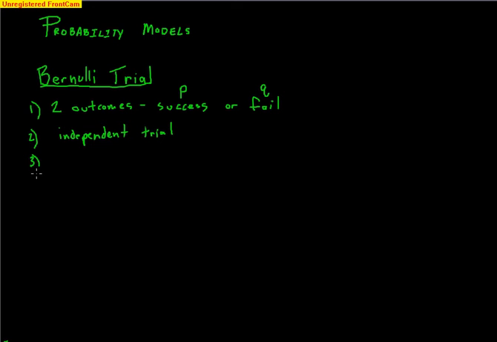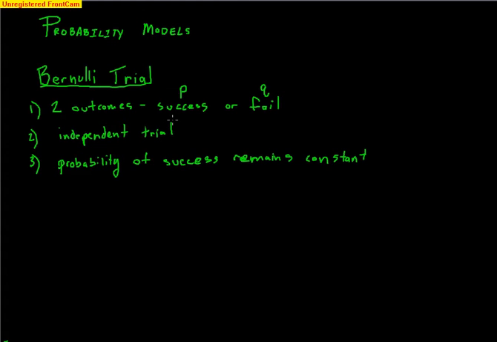And with independence comes the third thing, and that is that the probability of success remains constant. Meaning that if there's a 70% chance of success, then it's going to remain 70% for the entire problem. It's not going to change. And that kind of piggybacks off of independence.